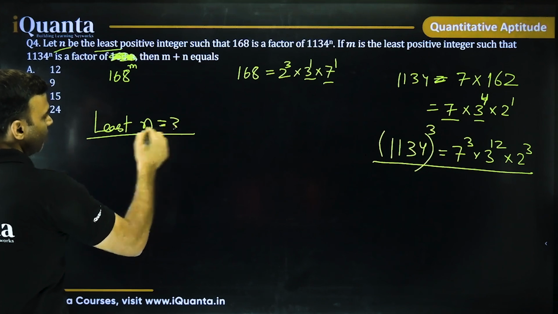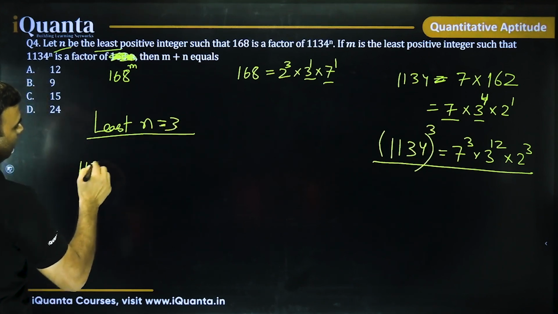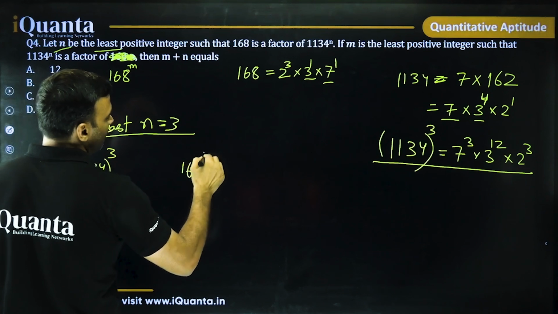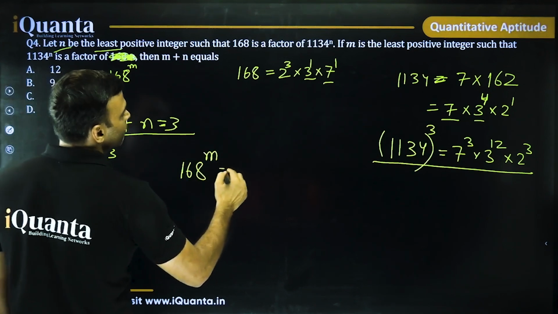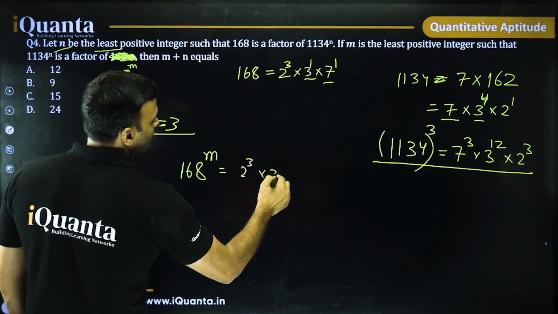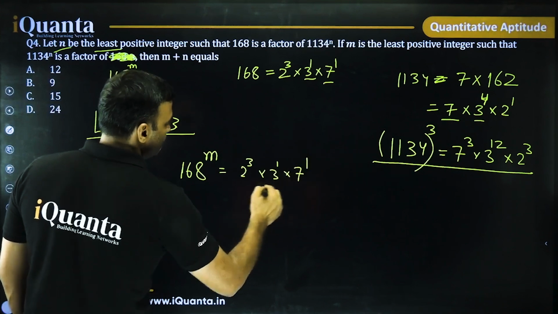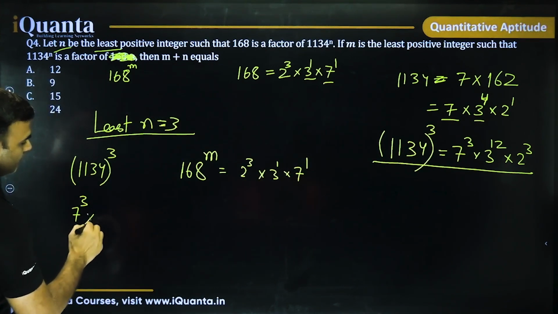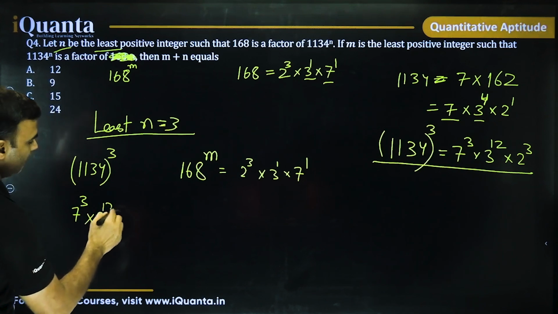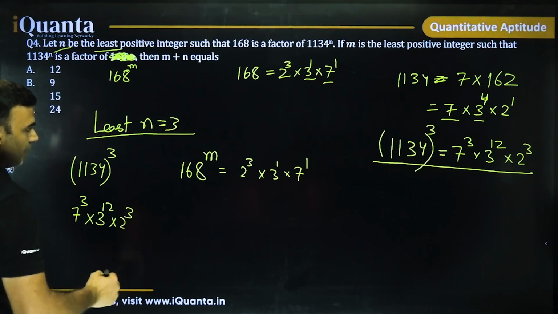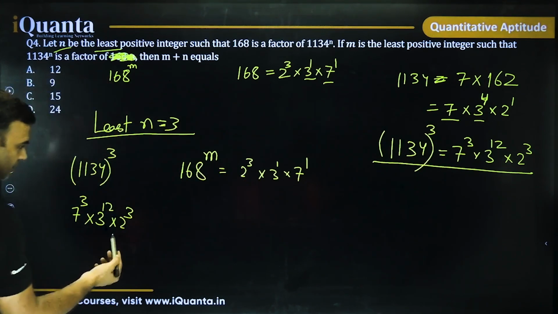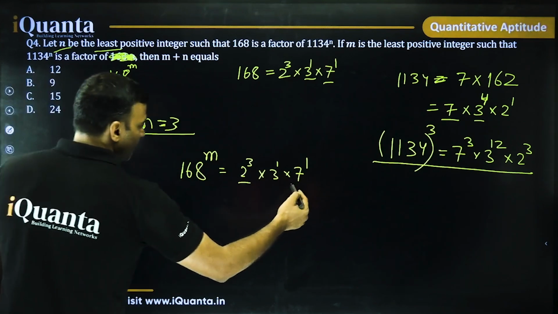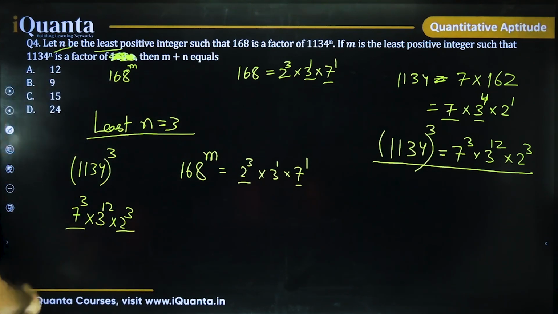Now what do we need? Now we need that 1134 to the power 3 should be a factor of 168 to the power m. You see 168 is what? It is 2 cube into 3 to the power 1 into 7 to the power 1. And 1134 to the power 3 is what? It is 7 cube into 3 to the power 12 into 2 to the power 3. You see, even if I simply take 168, I already have 2 cube, so no problem with that. 7 is already there, 7 cube is there.